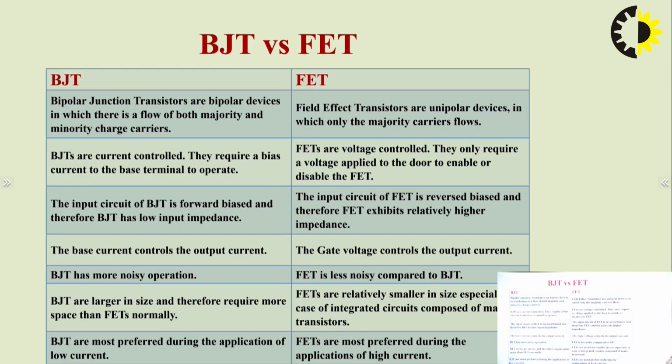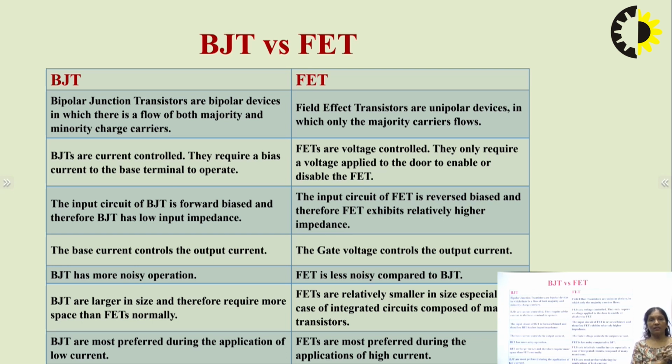So these are the differences: BJT is a bipolar device, FET is a unipolar device; BJT is a current control device, FET is a voltage control device. The input circuit of the BJT is forward biased, so it has low input impedance as we discussed, and the input circuit of the FET is reverse biased, therefore it has very high input impedance. Base current controls the output current in BJT, whereas in case of the FET, gate voltage controls the output current. So we can say that BJT is a current control device and FET is a voltage control device.